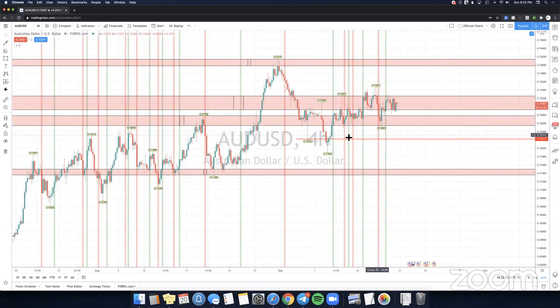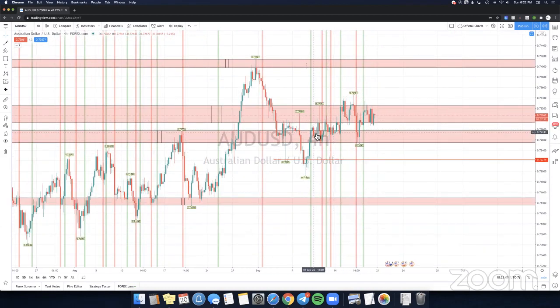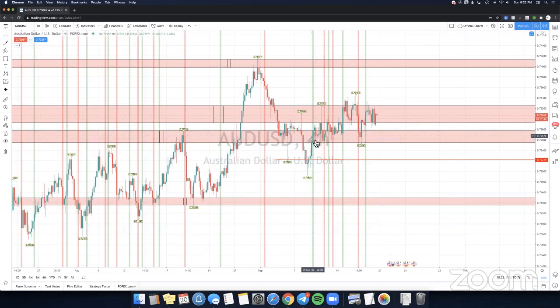Same thing here. I wouldn't take these trades because they're within these zones. You can see price comes up, and if you took this buy right here, you would have gotten caught in a trade that just goes sideways.